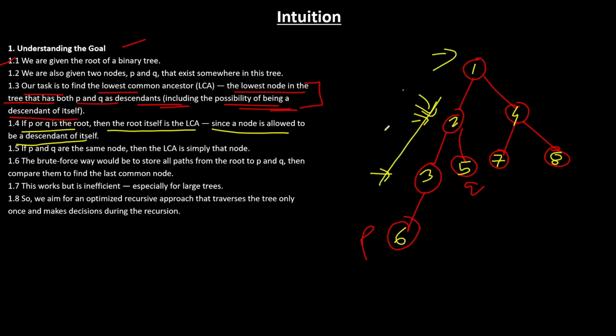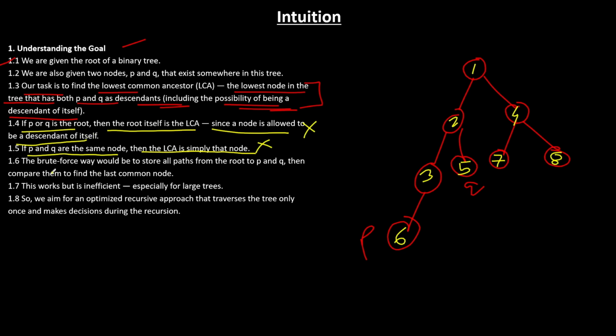Fine. Since this case is given, you don't have to beat around the bush for this particular thing. When it comes to the part, if P and Q are the same node, then the LCA is simply that node. But here P is never equal to Q, so we can just ditch this. So you understood this particular problem.